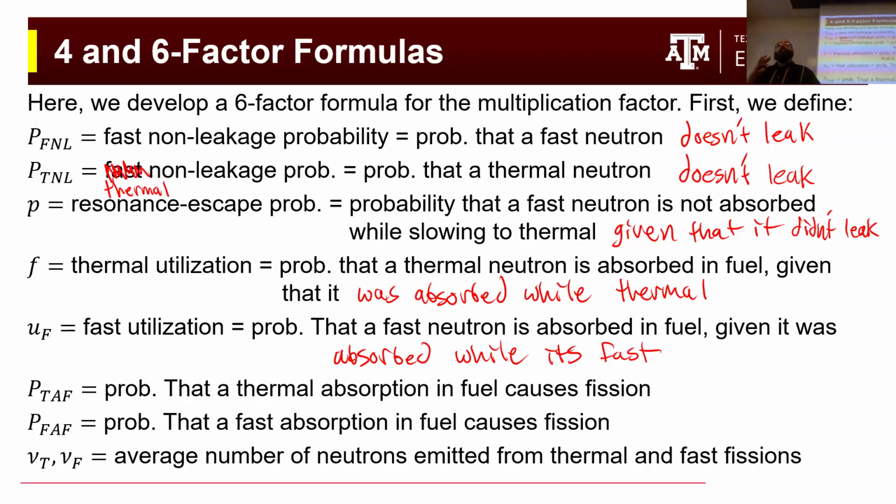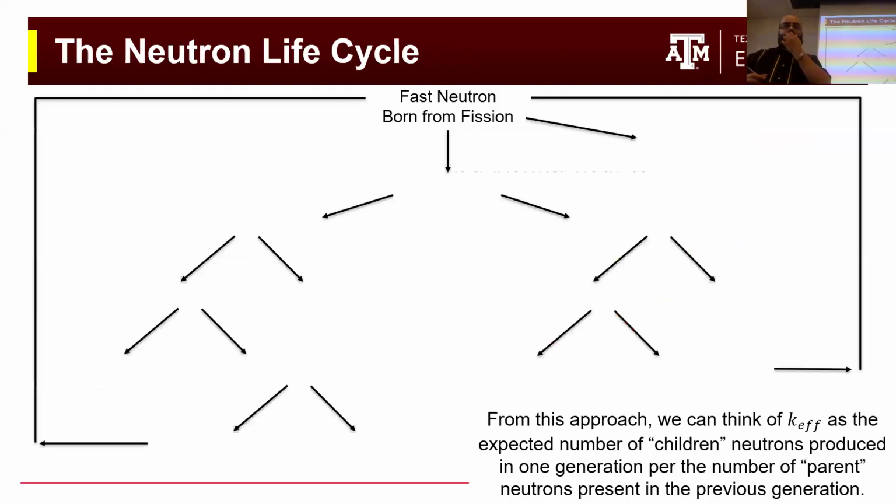So with all of these probabilities, we can start to develop a kind of probability tree that's going to show all of the possible things that a neutron can do. We're going to have different branches for what the neutrons can do. Along each branch, we'll assign a probability, and then we'll follow these branches all the way down. We'll multiply the probabilities corresponding to things making it all the way through this process. And that's where the 4 and 6 factor formulas are going to come from.